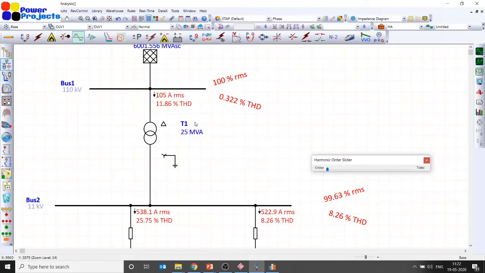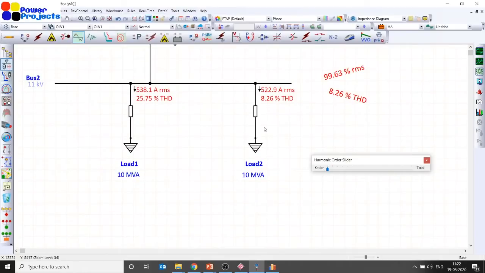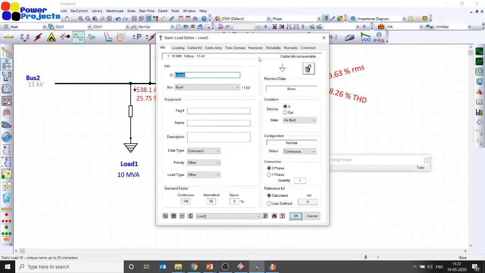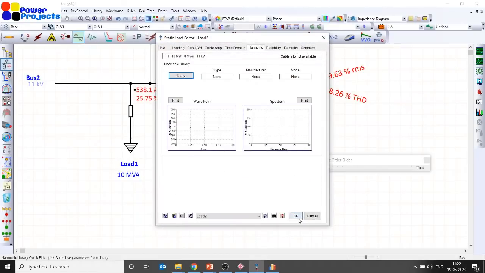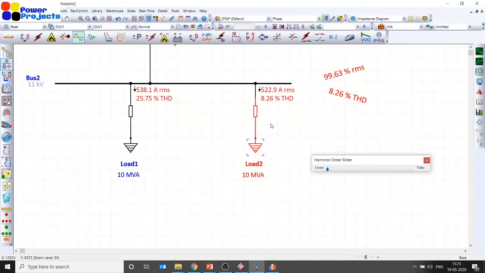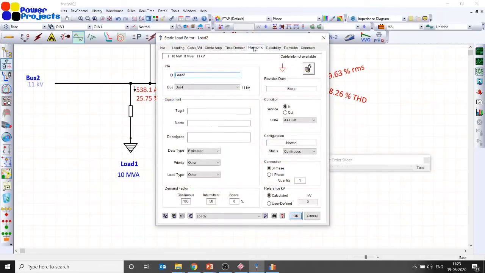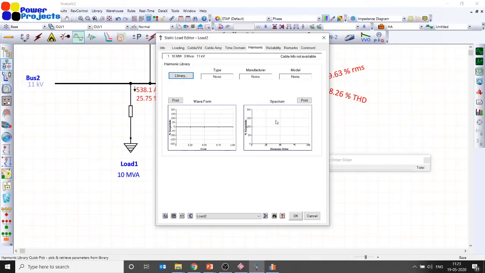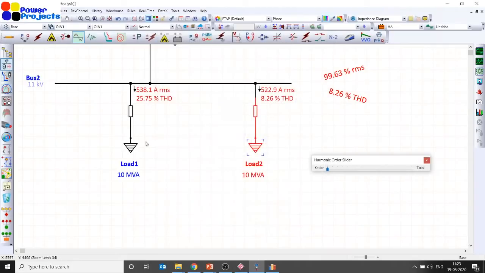Even the total harmonic distortion current in terms of percentage came down. Okay, that's fine. But if you look at this load, which is a purely linear load, I haven't given any harmonics on that particular load. Still that load draws a current which is non-sinusoidal in shape. Sorry, the load is purely a linear load, so it is supposed to draw a pure sinusoidal current.